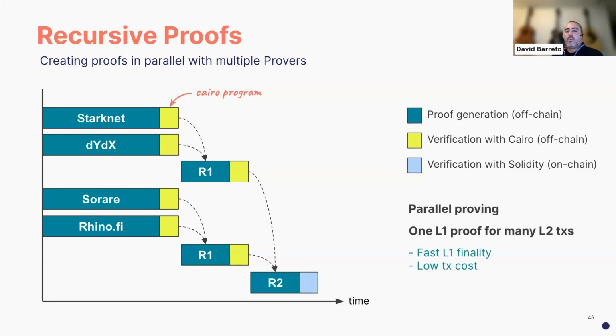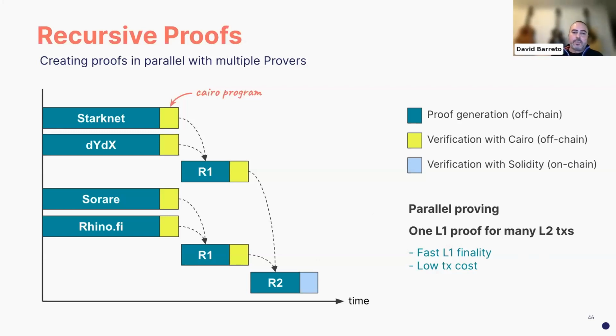So you can see how we actually escape this dichotomy of the size. With recursive proofs, what you are able to achieve is create proofs in parallel, and then you have a single layer 1 proof for many layer 2 transactions, either from Starknet or StarkEx, which will give you fast layer 1 finality and low transaction cost, right? So this is the holy grail.